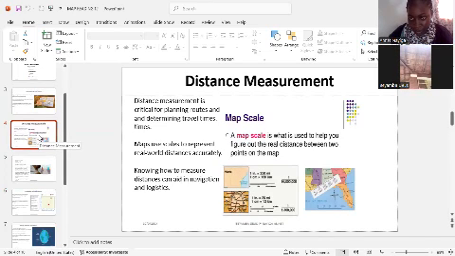Distance, according to me, this is the time interval between two points. Yeah, thank you very much for that. Time interval between 2 points. Thank you very much. And you're very right. So in distance measurement, this is the critical way for planning routes and determining travel times.